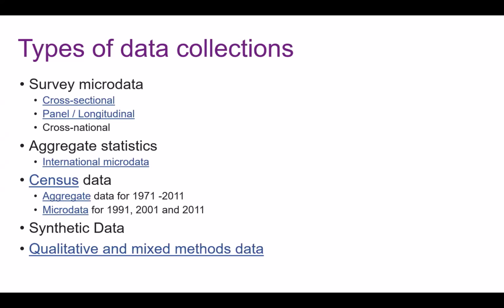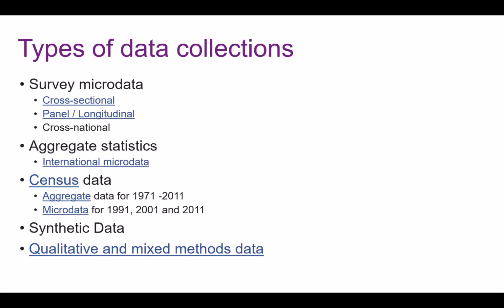So we have survey data, both cross-sectional and longitudinal, as well as cross-national. We have aggregate statistics, both domestic and international macro data. We do hold some census data as well, so it's aggregate 1971 to 2011, and microdata for some select years as well. We also have some newer forms of data, like synthetic data. So that's a small collection.